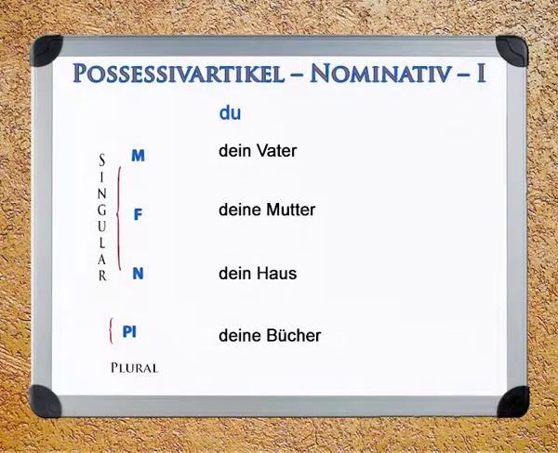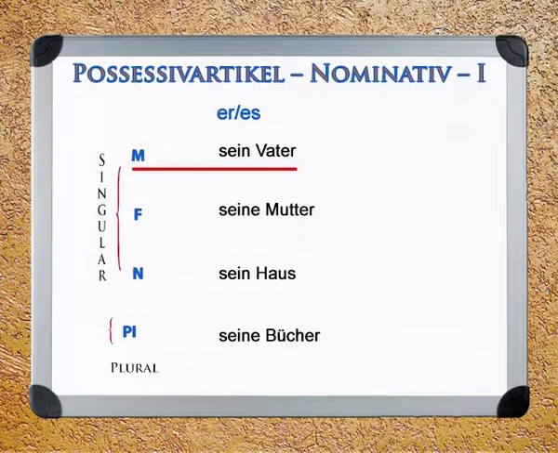Now, let us look at the possessive article for du. For du, the possessive article begins with dein. So, it follows the same pattern: for masculine, dein Vater, deine Mutter, dein Haus, deine Bücher. As you can see, I have written er and es together. The reason here is that both er and es make the same possessive article, that is sein. So, for both er and es, here it is sein Vater, seine Mutter, sein Haus, seine Bücher.